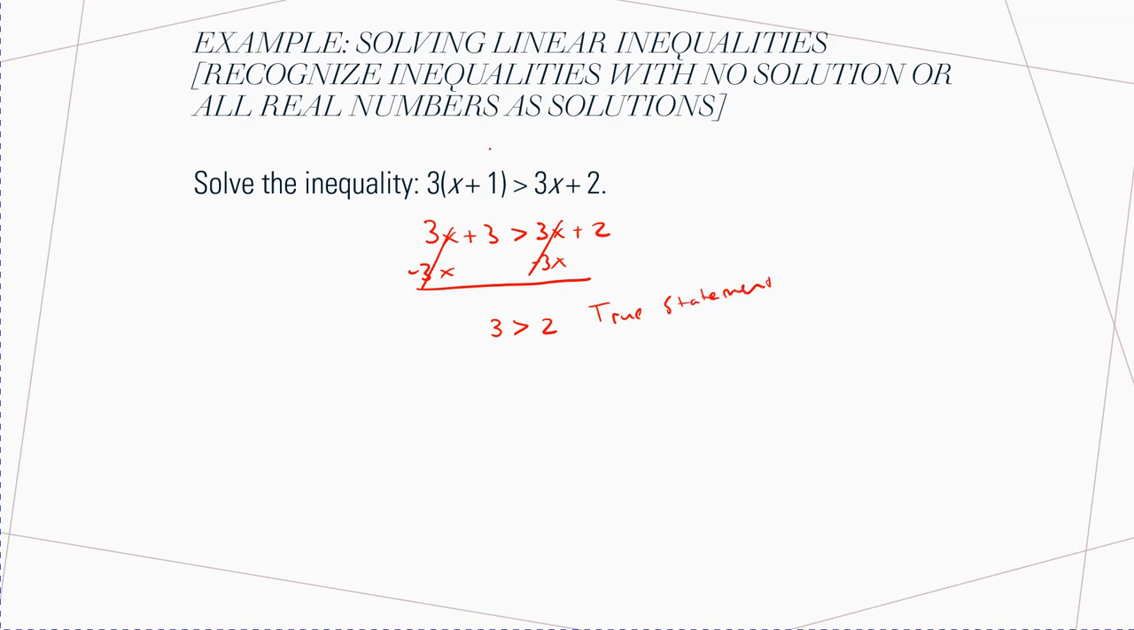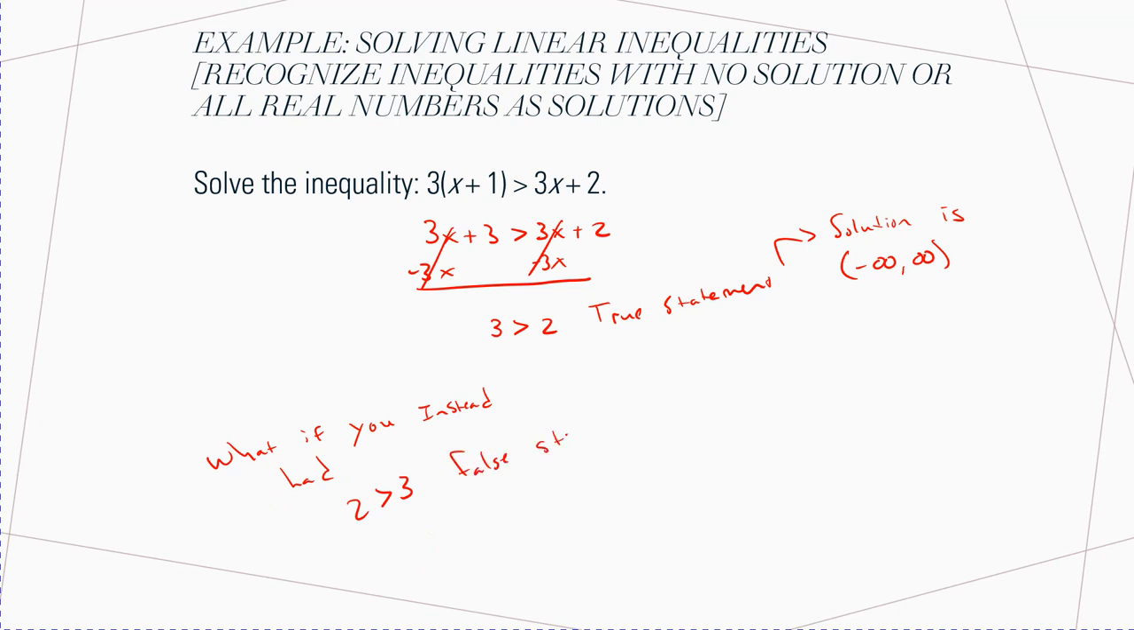So what that means is, look, the x's don't matter here. All right, whenever you just end up with a true statement like this, the solution is all real numbers. So it would go from negative infinity to infinity, right? If you ever get a problem with something like this, so what if you instead got 2 is greater than 3? Okay, that's a false statement. Okay, that's just not true, right? And so what that means is there's no solutions. Or the inequality you have, if it boils down to something like this, means there's no solution.